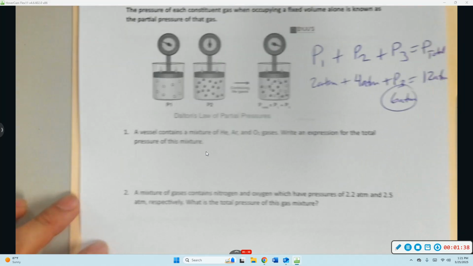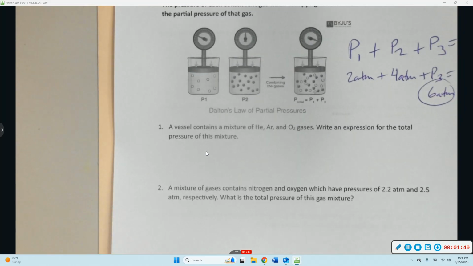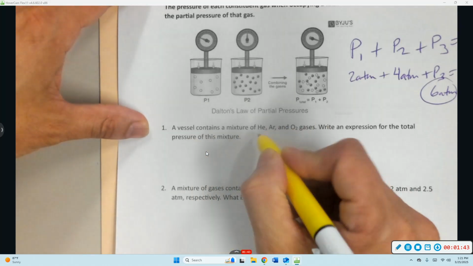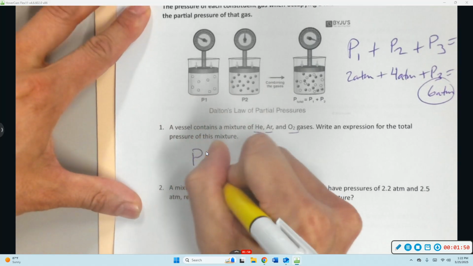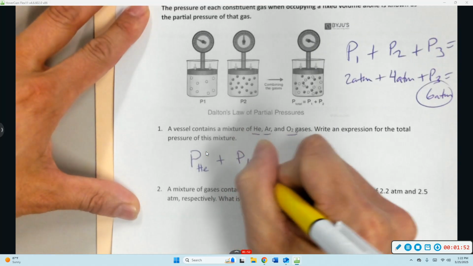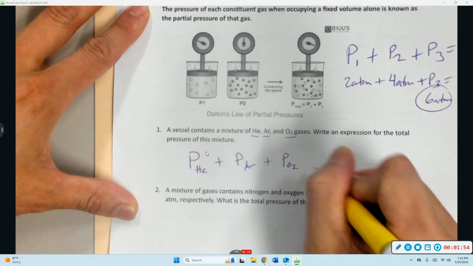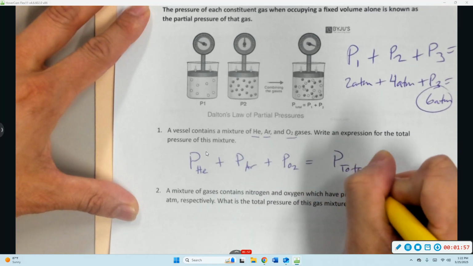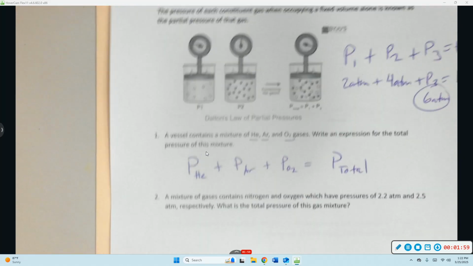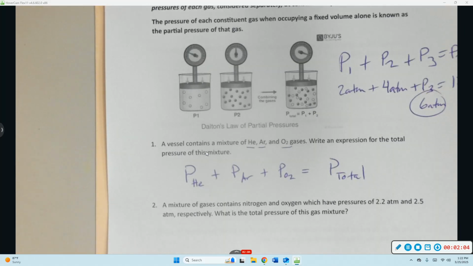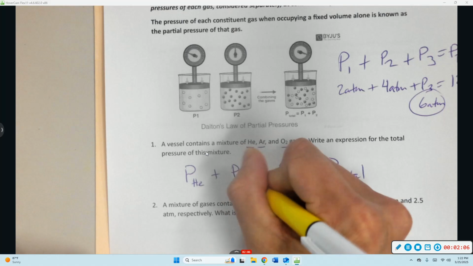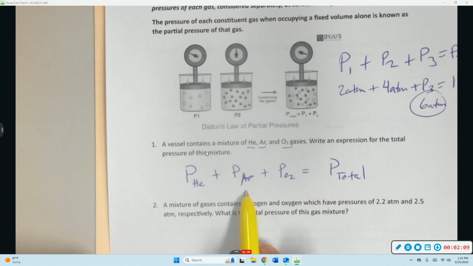All right. So moving into this lesson here, a vessel contains a mixture of helium, argon, and oxygen. So how do I get the total pressure for that? The way we write it is the pressure of helium plus the pressure of argon plus the pressure of O2 equals total pressure. That is the expression that they're asking for. How do I find the total pressure? Basically, they didn't give us any number, so we're just using variables, because the variables are P of helium, pressure of argon, pressure of oxygen, and pressure total.